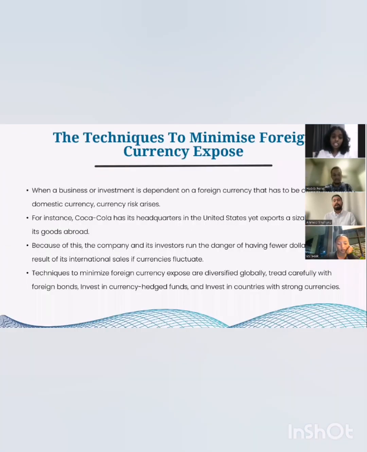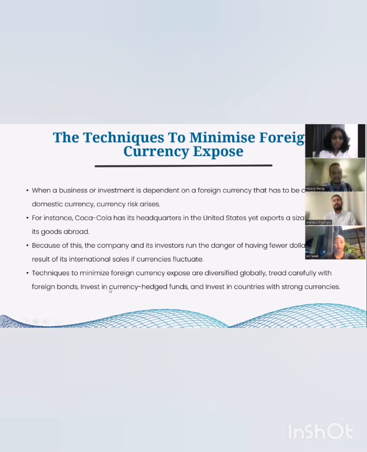Therefore, in conclusion, I will say that changes in foreign exchange rates can have significant effects on a company's financial performance. Therefore, companies must be aware of their exposure to foreign exchange rate fluctuations and implement strategies to manage their risk. So now I'll pass to Habib.